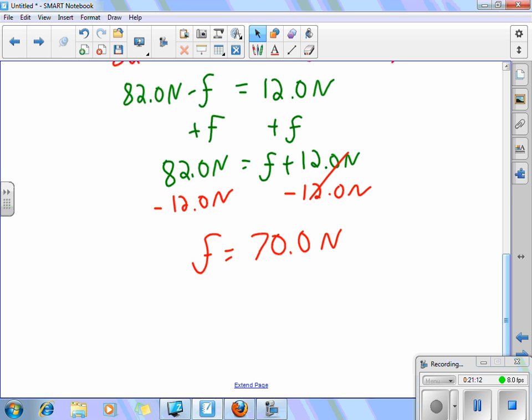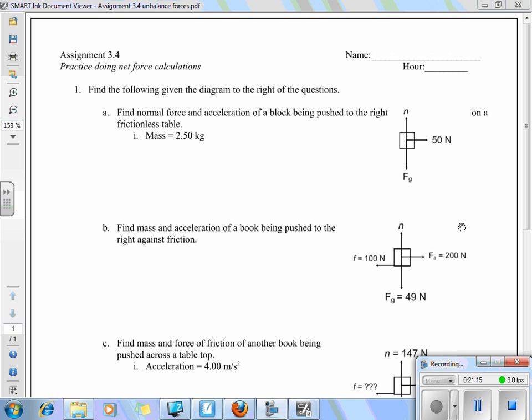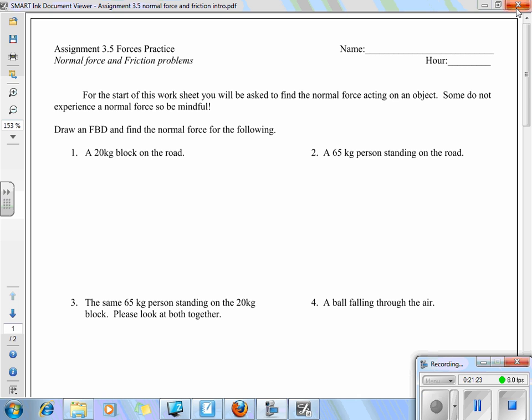The sheets I would have you focus on are assignment 3.4, which looks like this. You should have already gotten this before, otherwise there are extra copies you could ask for. And if you are done with that one, move on to the sheet 3.5 that you got today, which relates to normal force and friction problems, and will introduce you to the actual method of calculating friction.